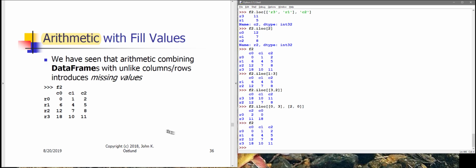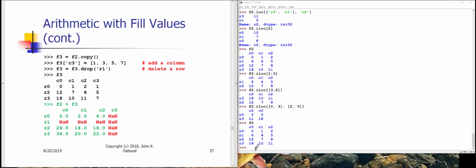I've got my data frame F2. And we know that if you try to combine together by addition, division, subtraction, what have you, two data frames that don't have exactly the same shapes and exactly the same row and column labels, you end up with these so-called missing values. We saw that in the case of a series, a one-dimensional data set. Let's take a look at what's going on with a two-dimensional data frame.